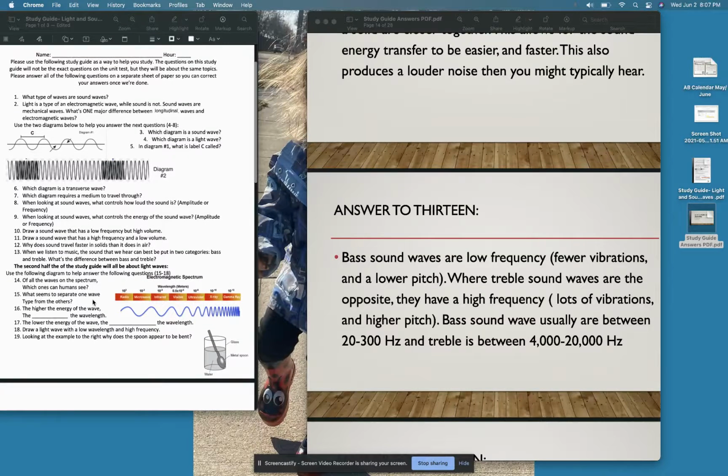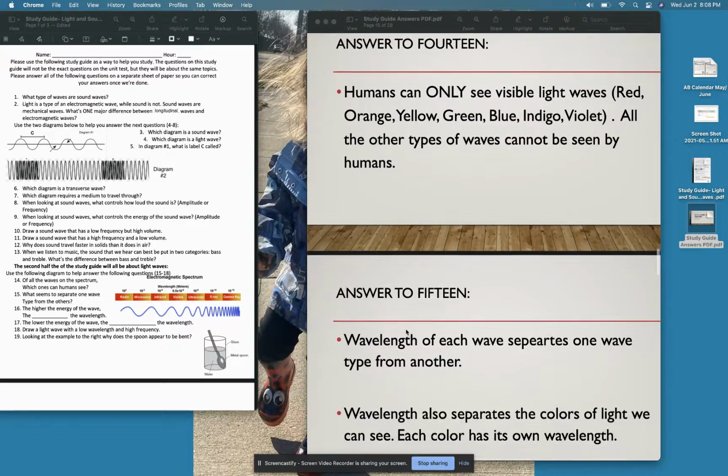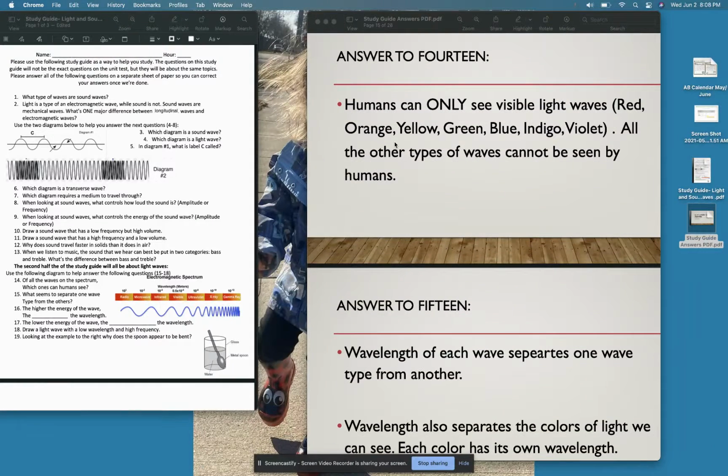So, what seems to separate one wave type from the other? Well, if you look up top here, it's the wavelength. Wavelength is what separates one wave type from the other. So, if you're looking back to 14, remember we can only see visible light, which is made up of red, orange, yellow, green, blue, indigo, and violet. Everything else we cannot see.